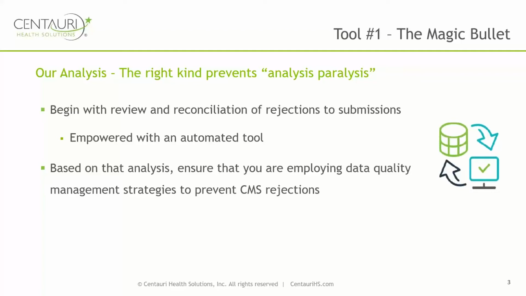If you had only one thing you could do to get to the root cause of revenue leakage for encounter data submission operations, it is this: an analysis that consists of review and reconciliation of submitted encounters to rejected encounters. Ideally, this is done most effectively with an automated tool, a number of which are developed by companies such as Centauri, but it can be done manually with the right subject matter experts. Once you have completed this analysis, you are then armed with the information you need to develop specific strategies to address data quality issues. We'll look at an example of how to conduct this analysis now.